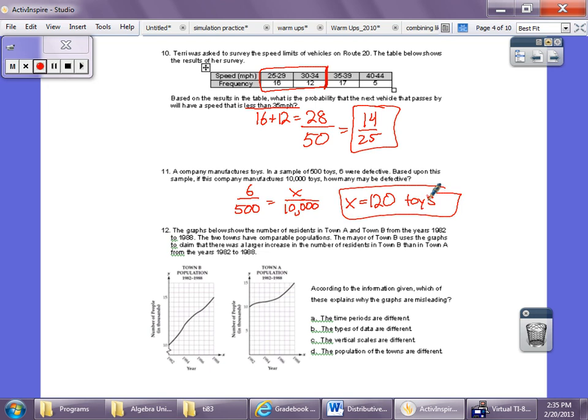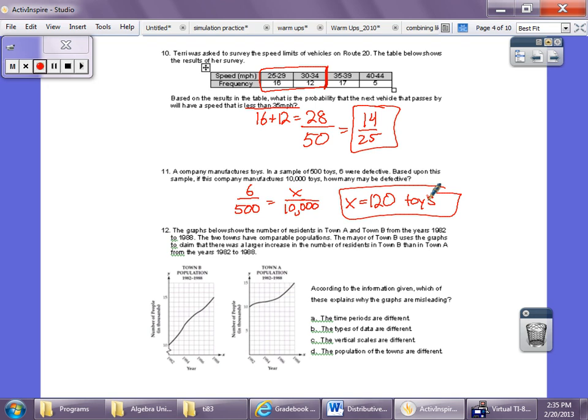The graphs below show the number of residents in town A and town B. They have comparable populations. The mayor from town B used graphs to claim that there was a larger increase in the number of residents in town B than town A from these years, according to this information. Which of these explain why the graphs are misleading?